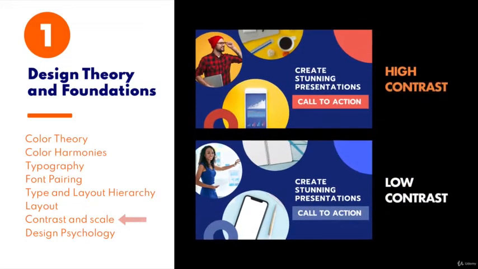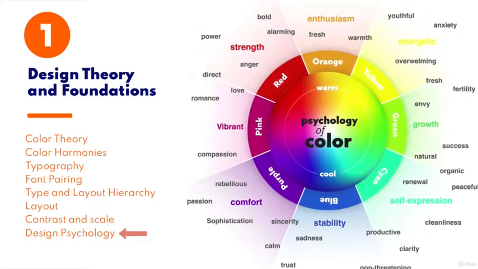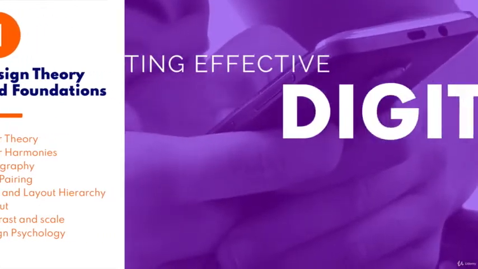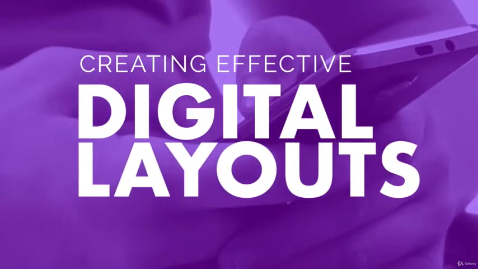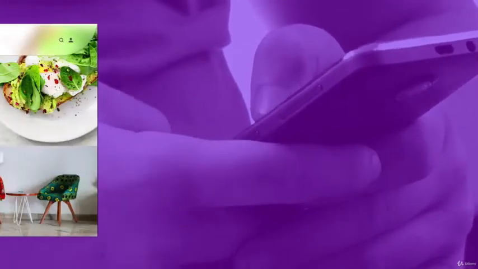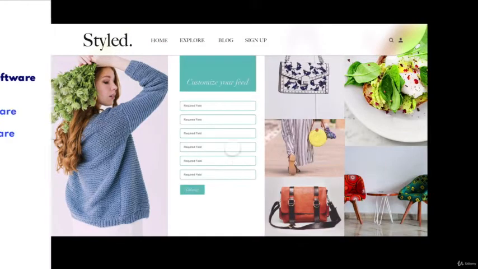Contrast and scale. Learn how to use contrast and scale. Design psychology. Understand how to set the mood and the tone for a design piece that matches the desired emotion you want to evoke. Of course, there are many other design theory fundamentals that you want to master, so this is a shortened list, but these are some of the big ones to help get you started. So what's the next step?